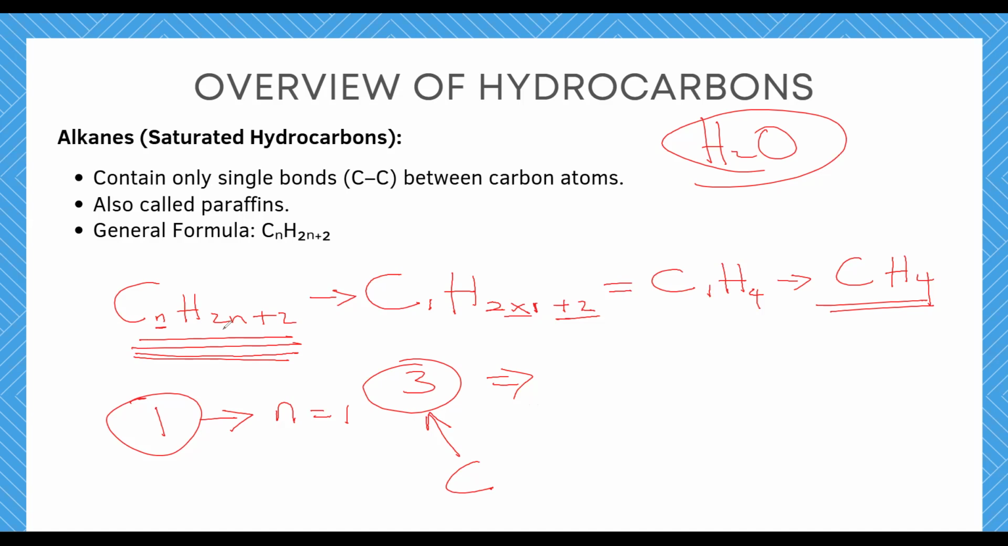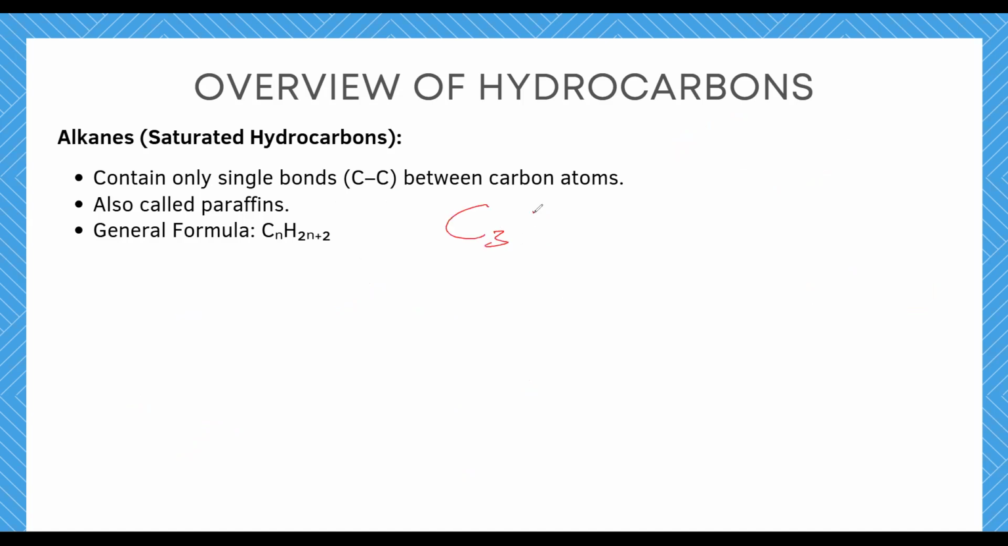Okay. Carbon, it will be 3, and hydrogen will be 8. So we have C3H8. Is that correct? Yes, sir. Beautiful, beautiful, beautiful. So that's what alkanes are. Now, from that molecular formula, we can actually draw the structure. Did you know that?